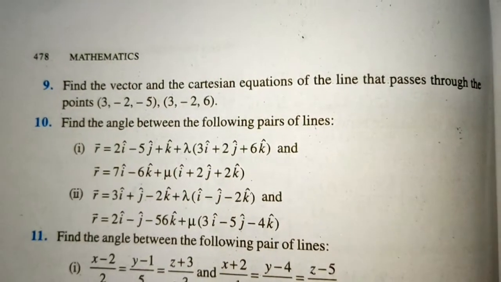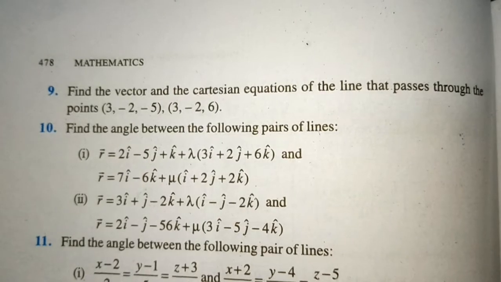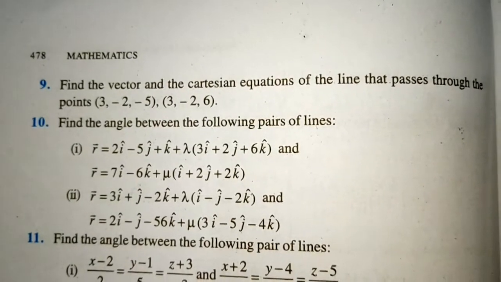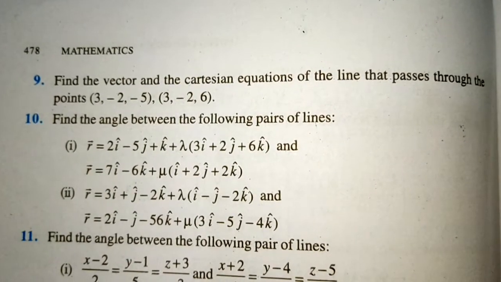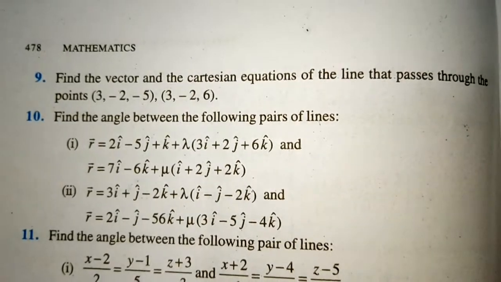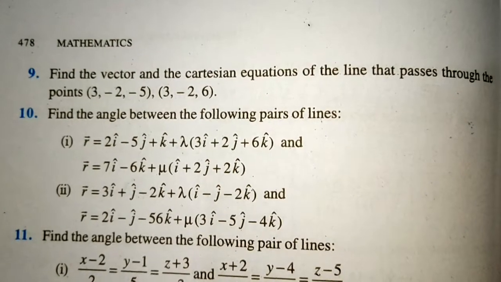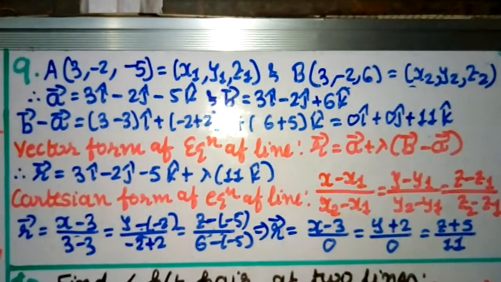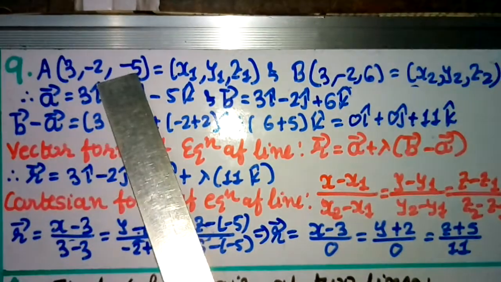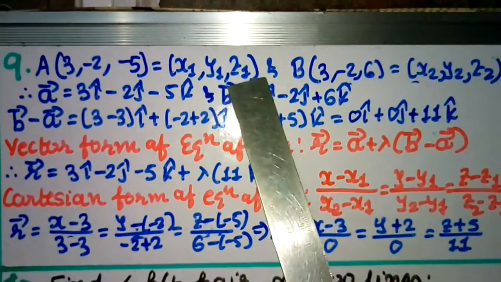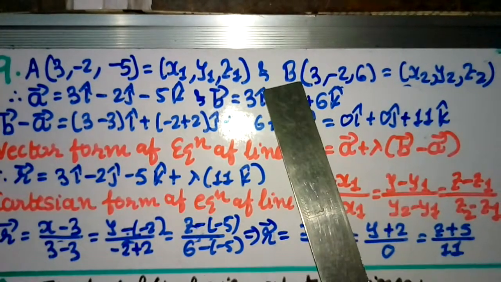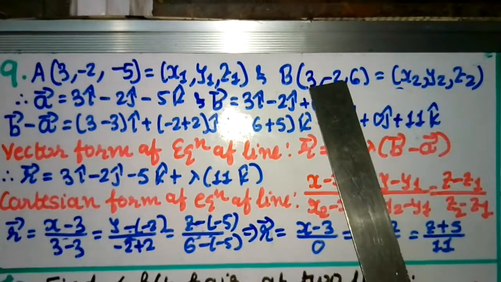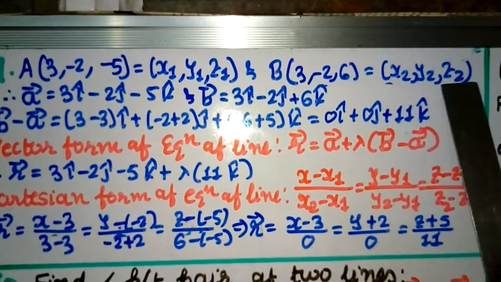Question number 9. Find the vector and the Cartesian equation of the line that passes through the points (3, -2, -5) and (3, -2, 6). So the first point I call it as A, (3, -2, -5). These are x1, y1, z1. And the second point I call it as B, (3, -2, 6). They are x2, y2, z2.